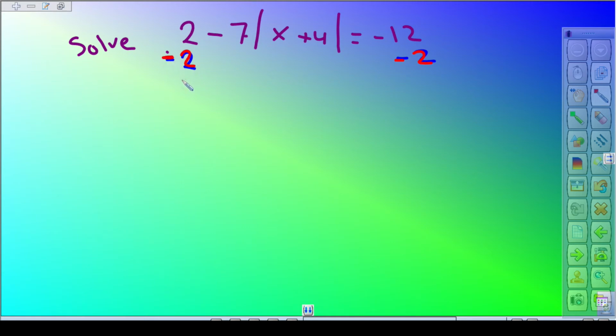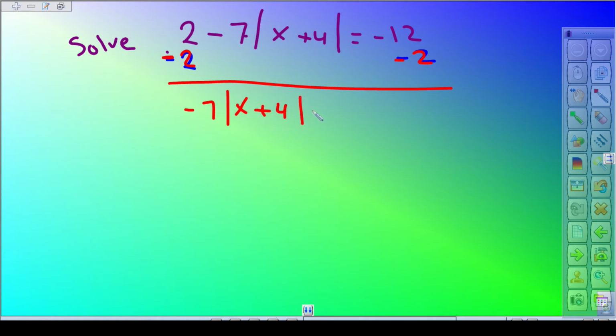Get rid of the 2. Okay, when you get rid of the 2, I'm going to end up with negative 7 absolute value of x plus 4 equals negative 14. Well, I'm not interested in the negative 7 of my gift box. I just want my box by itself. So in this case, what are you going to do?